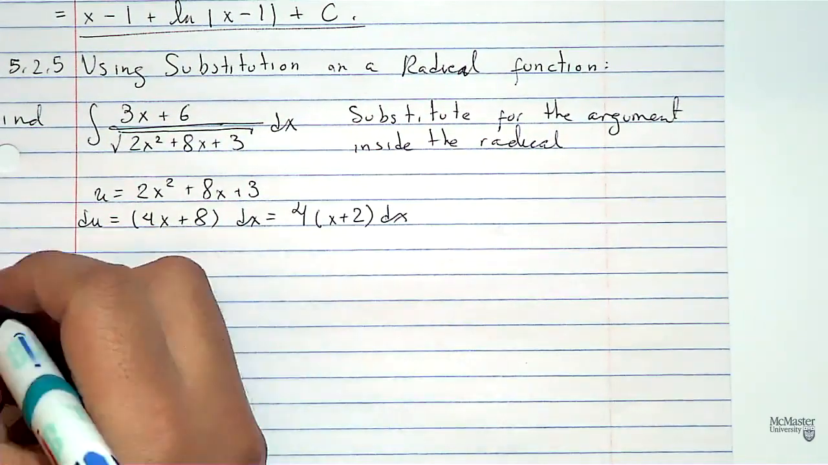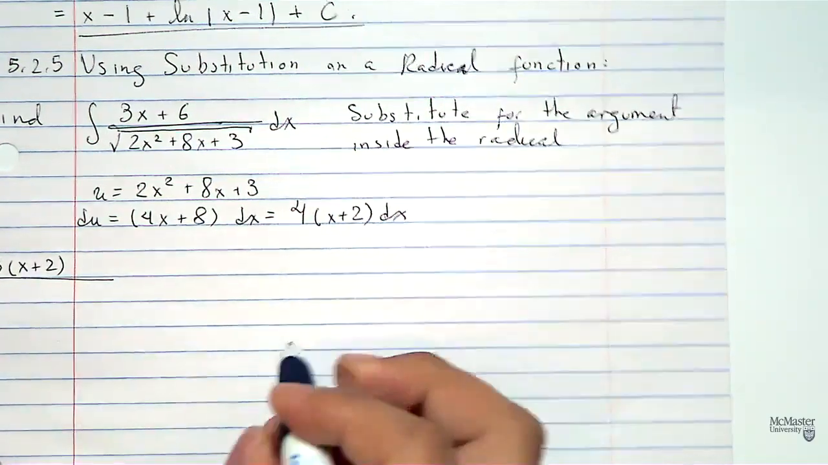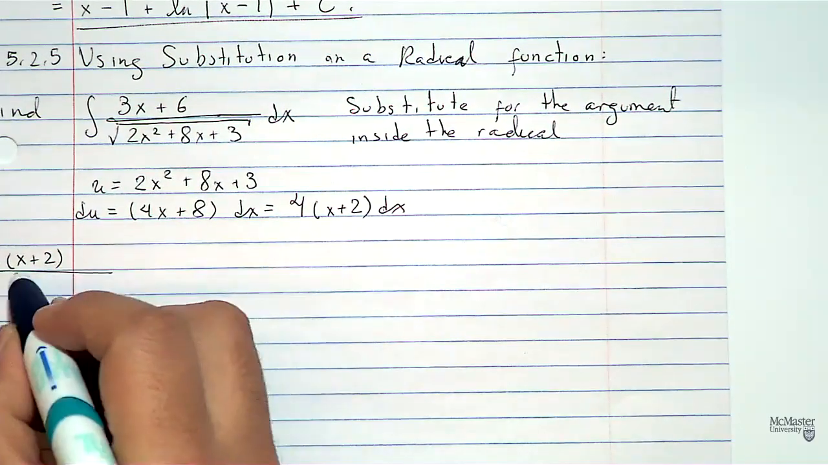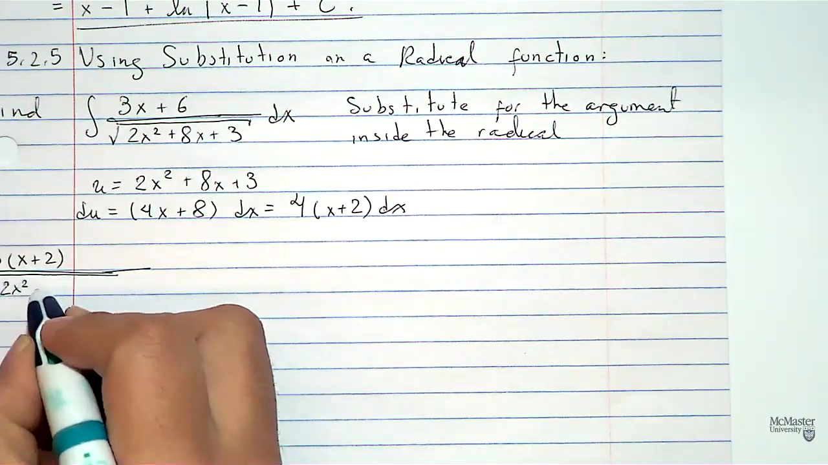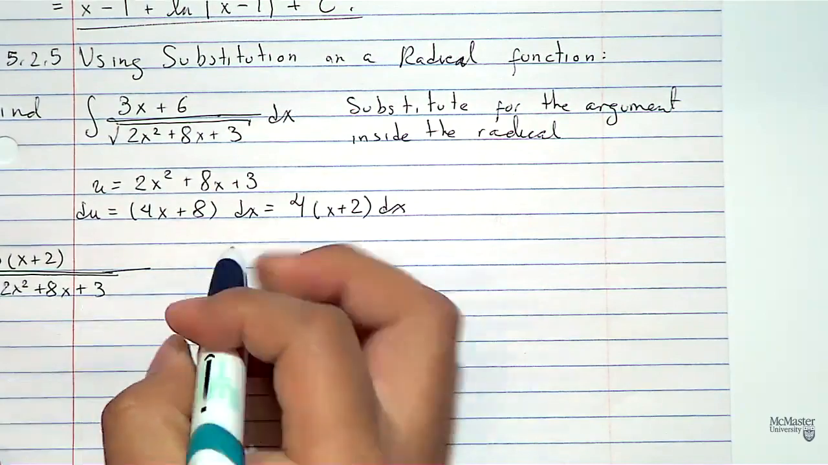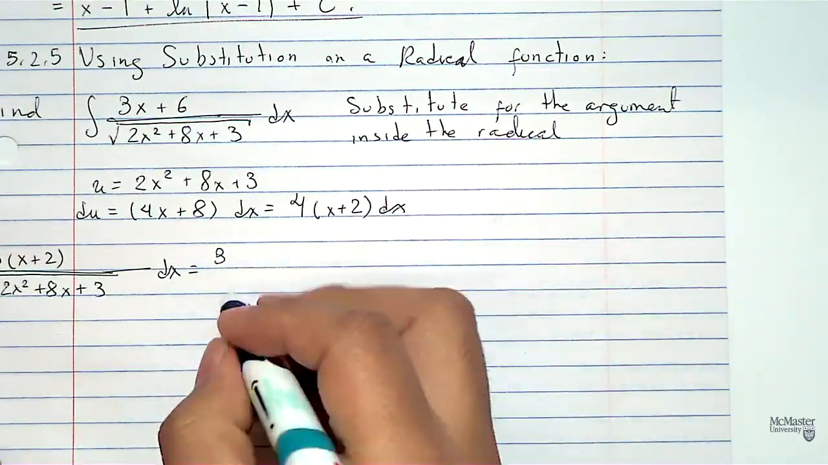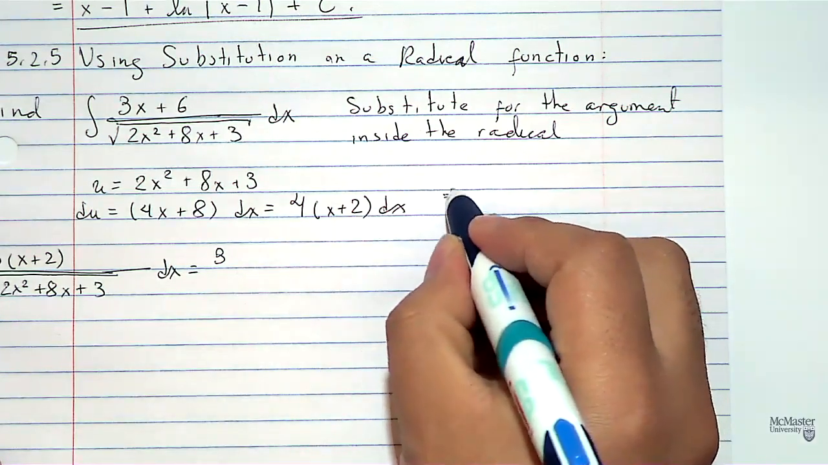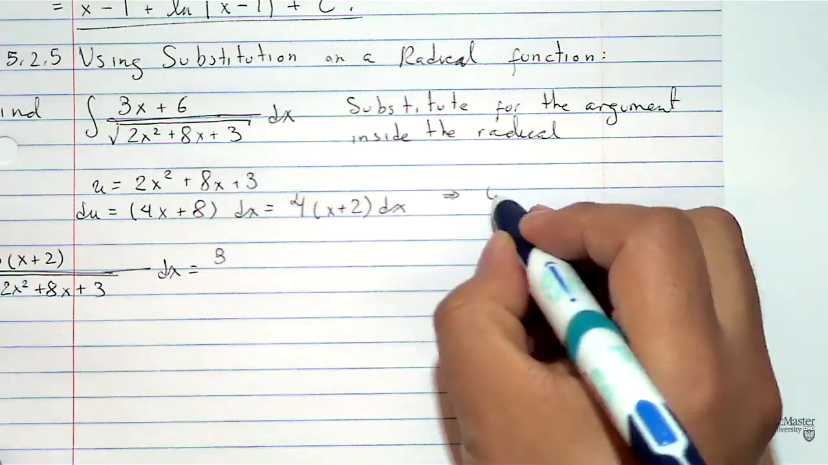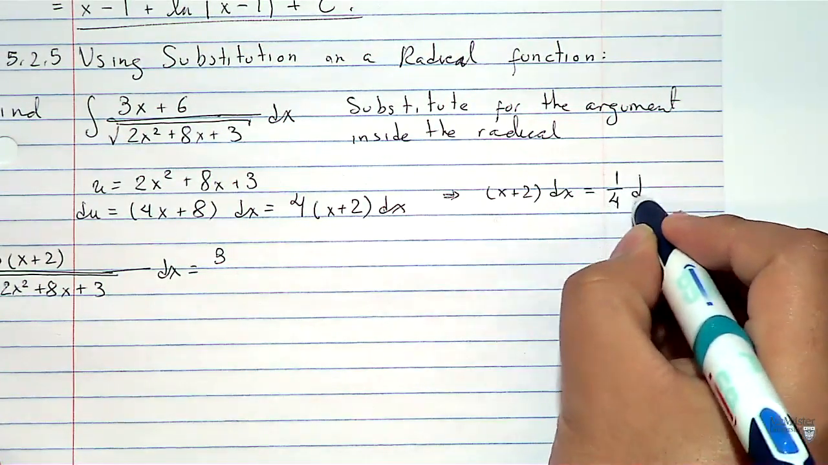If you notice the object in the beginning, we have 3 times x plus 2 divided by square root of 2x squared plus 8x plus 3 times dx. So everything is for a reason. There's always a purpose, right? So I can take the factor of 3 out. Then basically this amounts to x plus 2 dx equal to 1/4 of du.